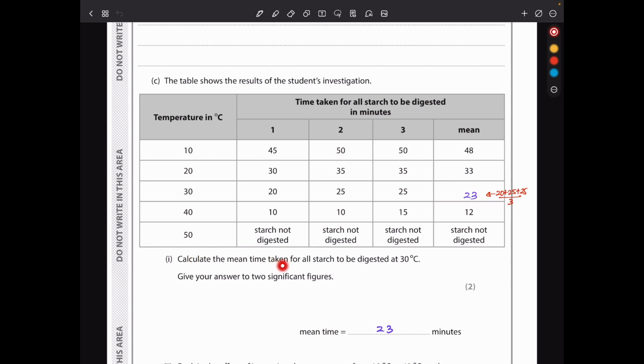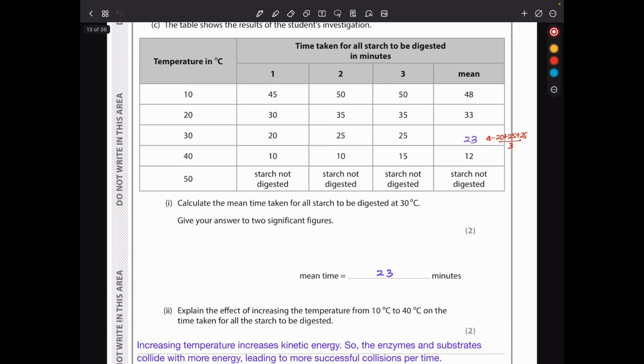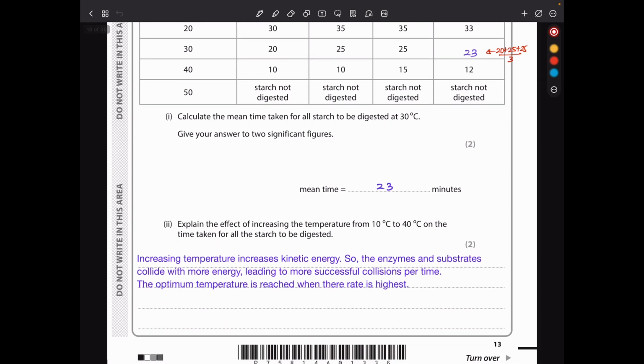They say calculate the mean time taken for all starch to be digested at 30 degrees Celsius and give your answer to 2 significant figures. So I added that plus that and divided by 3, giving me 23 to two significant figures. Next, they say explain the effect of increasing the temperature from 10 to 40 on the time taken for all starch to be digested.